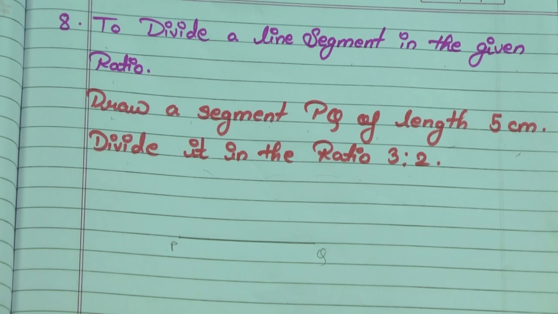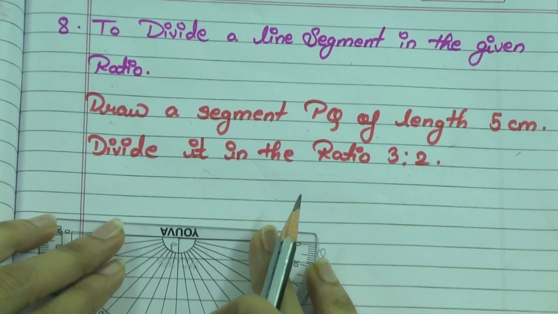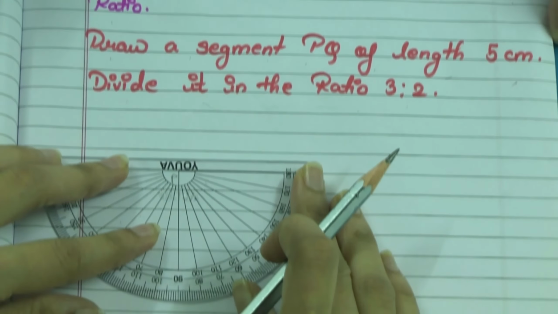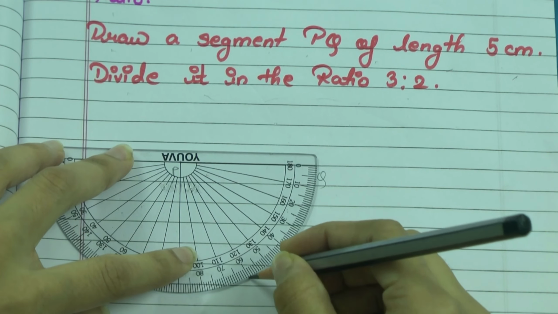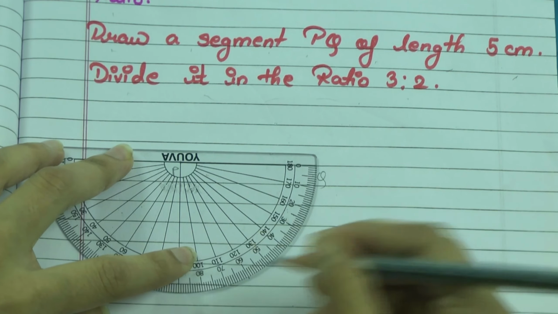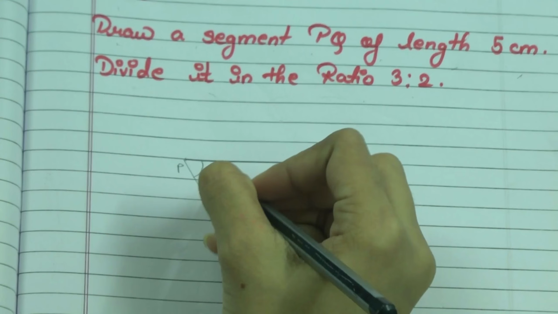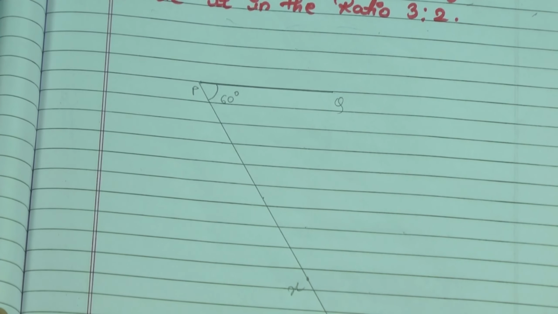So let us use the protractor and take any angle of any measurement, say 60 degree, below the line PQ. Say 60 degree. Mark it, draw the line. The angle is 60 degree, and this line which is drawn, let us name it as x.